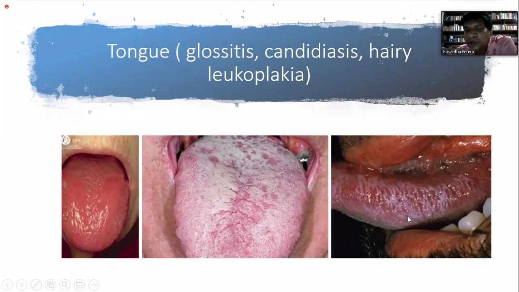This hairy leukoplakia, especially on the tongue, is a pre-malignant condition. If you see this, in a couple of years' time this site may end up with carcinoma. So this is what we call hairy leukoplakia. It's a very important physical sign. If you miss it at this stage, next time when you see the patient he might be having a malignancy in the tongue, evidence of early malignancy.